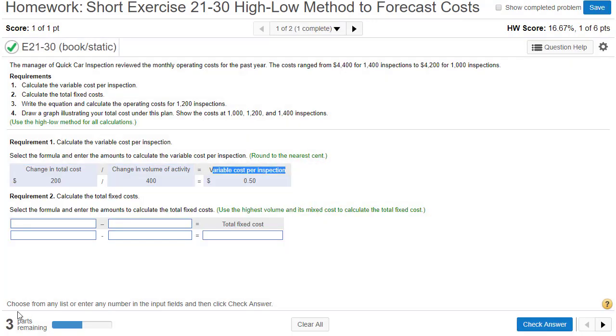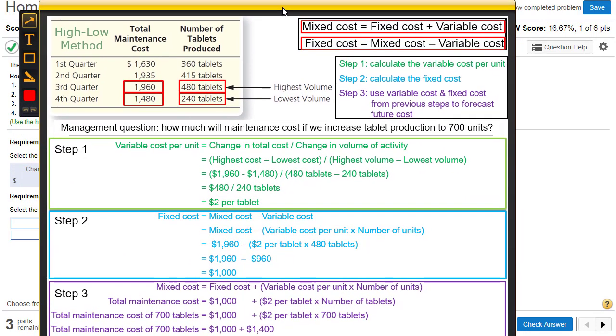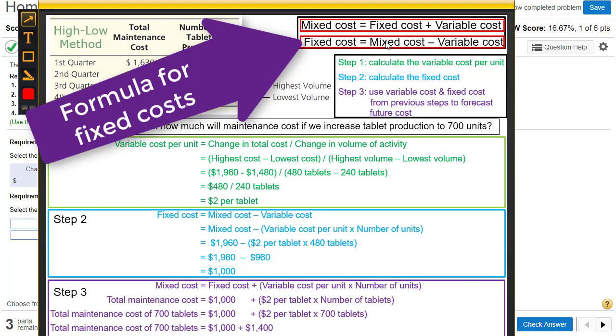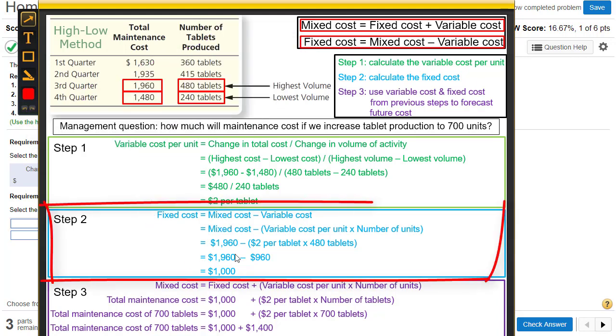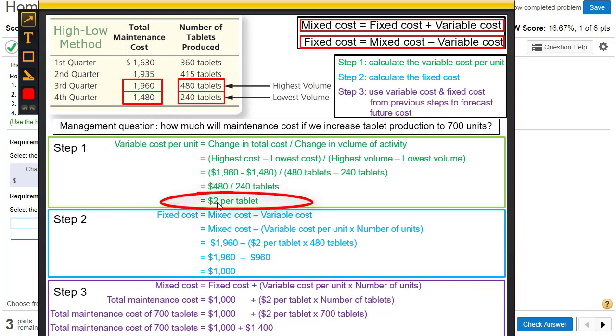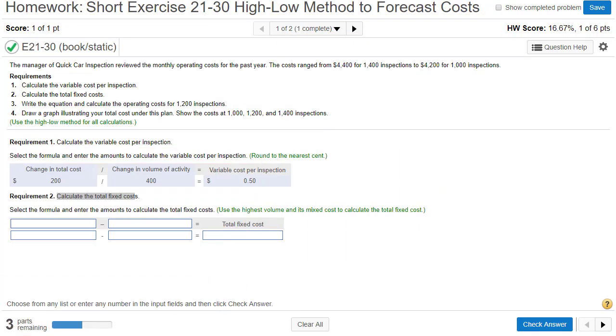The next thing we're going to do is calculate the total fixed costs. So going back to our slides in the videos, the fixed cost formula is mixed costs minus variable costs. So we're doing this step 2. Fixed cost equals the mixed cost. In this case, the mixed cost was these costs up here, minus the variable cost, which we've already figured out in the example was $2 per tablet. Let's get back to this one.